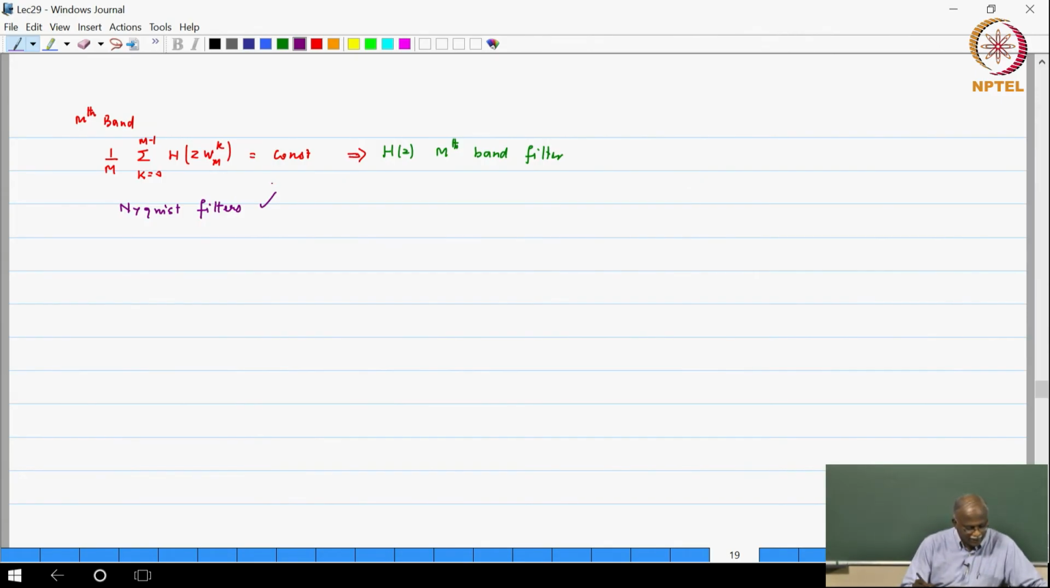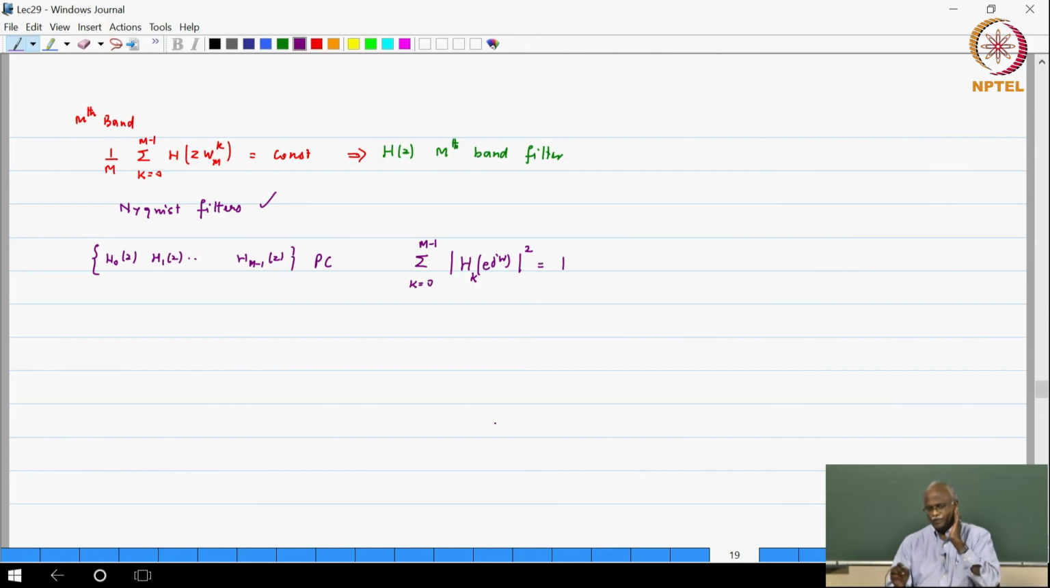Now, in addition to this, we also showed that if you had a set of filters which are defined as power complementary, H naught of Z, H1 of Z, up to Hm minus 1 of Z as power complementary. This basically means that summation k equal to 0 to m minus 1 magnitude h k e of j omega squared is equal to constant or 1.